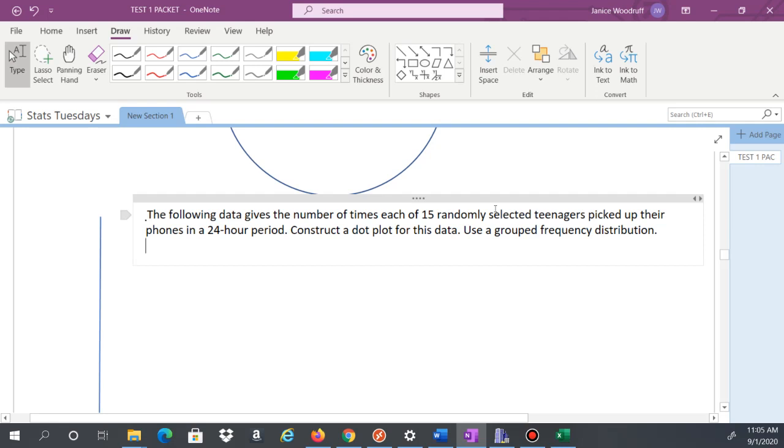So here's the data. You've got 39, 25, 45, 80, 28, 100, 94, 62, 36, 77, 64, 87, 88, 90.